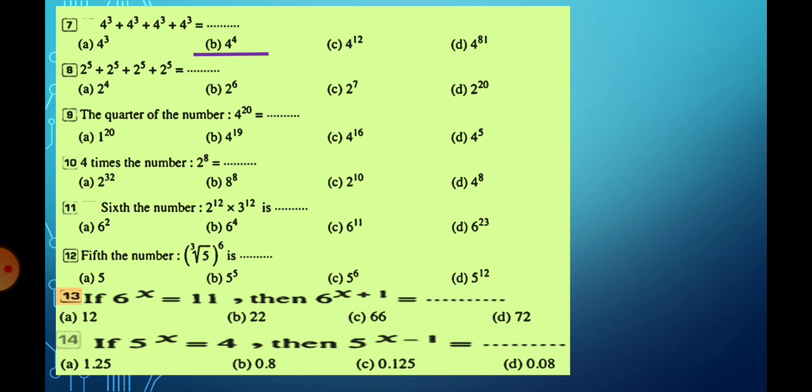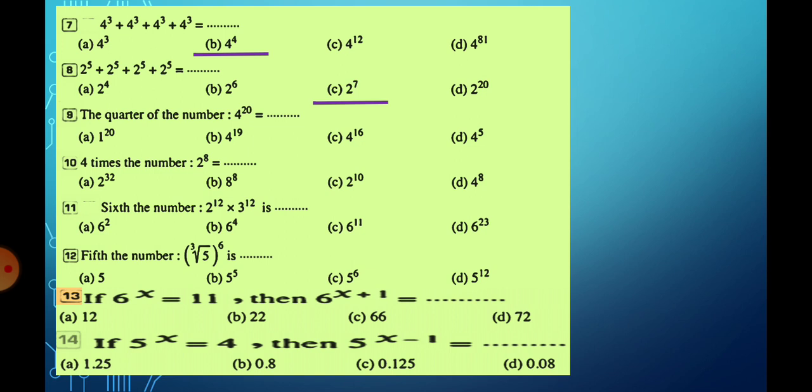Number 8, 2 to the power 5 plus 2 to the power 5 plus 2 to the power 5 plus 2 to the power 5. We can take 2 to the power 5 as the common factor, and the remainder will be 1 plus 1 plus 1 plus 1. It will be 2 to the power 5 times 4. Here we change 4 to the form 2 to the power 2. Then we write 2 to the power 5 times 2 to the power 2. We multiply two numbers with the same bases, so we add the powers. It will be 2 to the power 7.